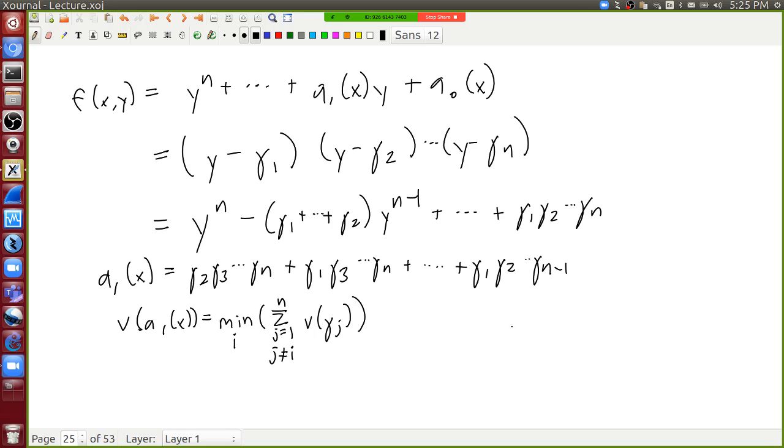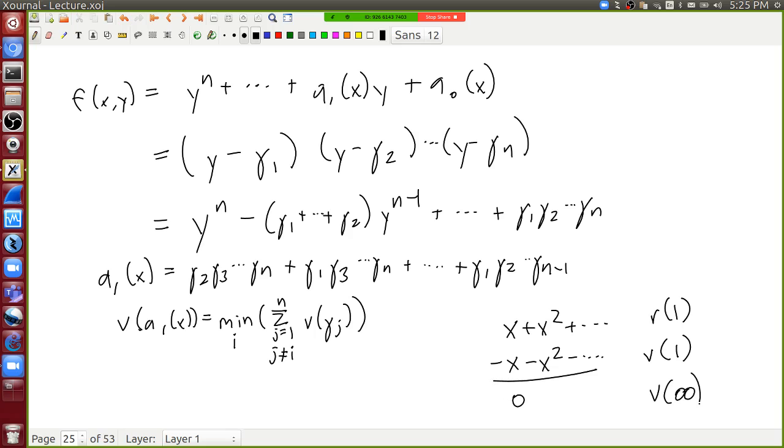If you have a series like x plus x squared, blah, blah, blah, valuation 1, and I add to it negative x minus x squared minus blah, blah, blah, that's also valuation 1. When I add them up, I just get 0. That's valuation infinity. That's the case in the valuation where if you have the same valuation, you could get that inequality. It could be greater than the minimum.